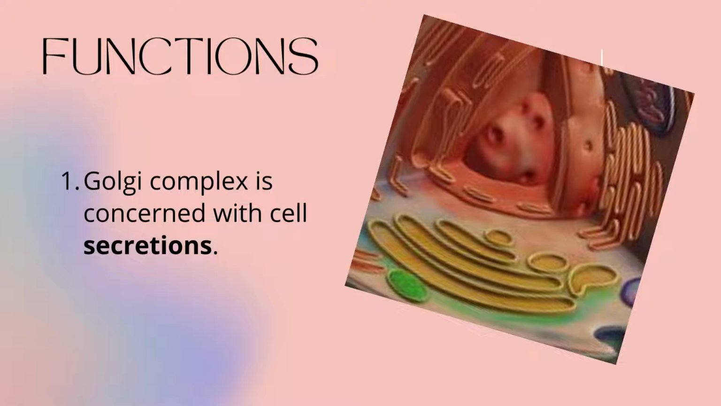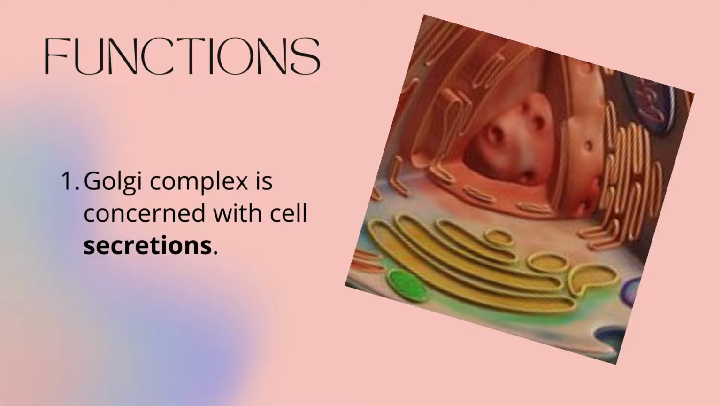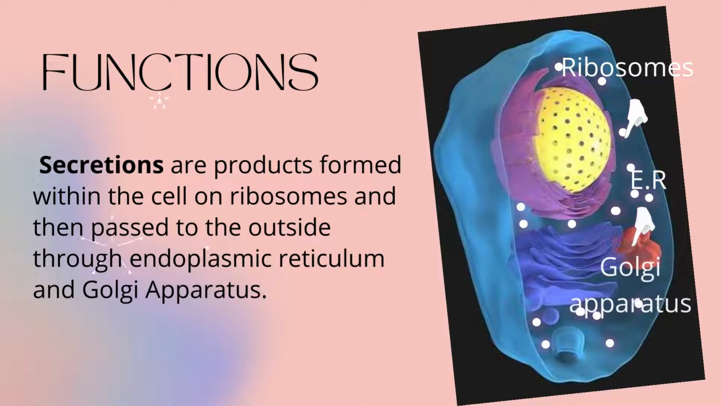Functions. Golgi complex is concerned with cell secretions. Now the question arises, what are cell secretions? Secretions are products formed within the cell on ribosomes, and mostly they are proteins, and then pass to the outside through endoplasmic reticulum and Golgi apparatus.